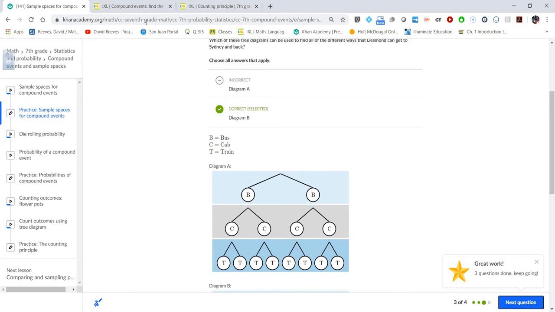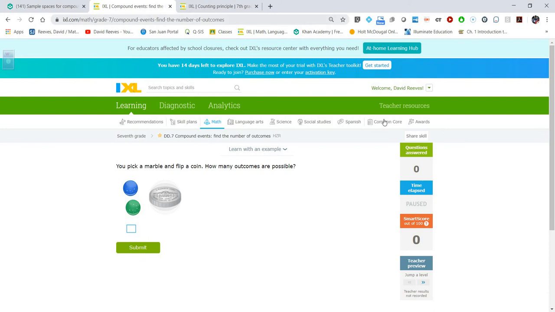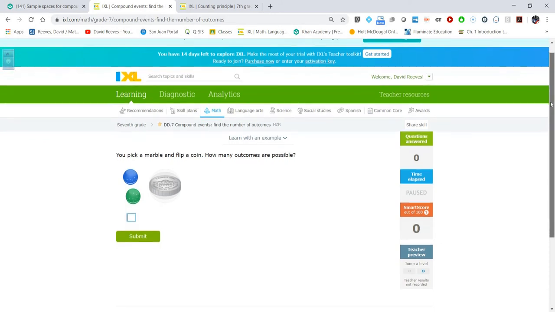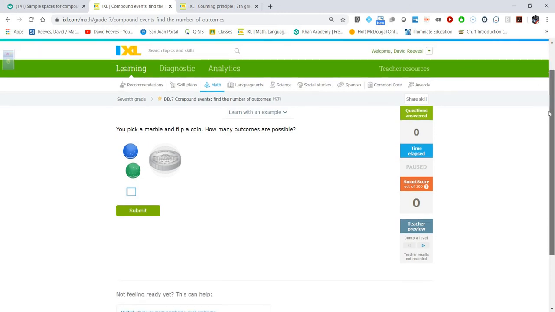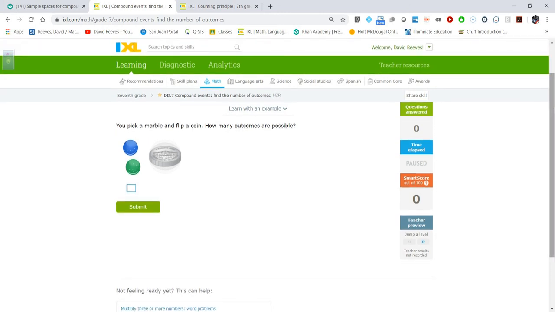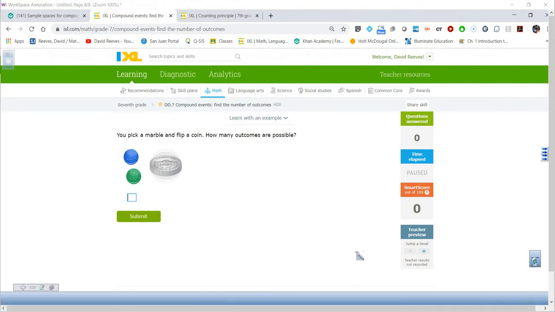All right, so I'm going to jump out of Khan Academy and go over to IXL. And on IXL, you were given two practice skills. All right, the first one was finding the number of outcomes. All right, so if you understood what we just did, this really shouldn't be too bad at all. So I'm going to work through some of these with you, and we'll see what we can come up with. All right, it says you pick a marble and you flip a coin. How many outcomes are possible?